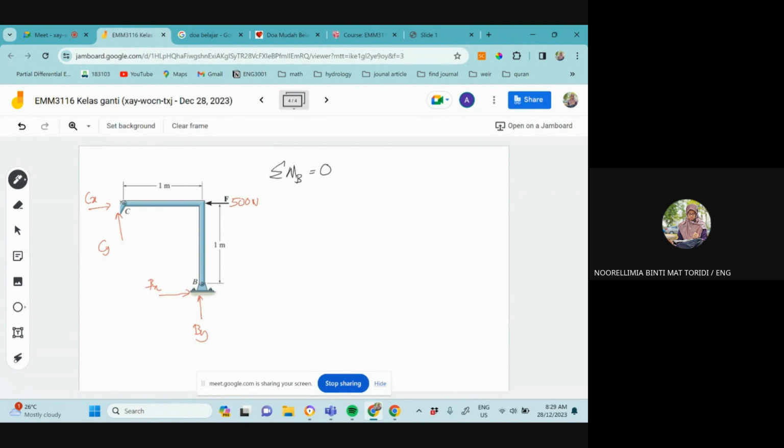Okay. So this one, you don't have to count because the distance to B is already equal to 0. Sebab dia memang dah dekat point B. Okay, now what we have is CX, CY and 500 Newton. Okay, now CX and CY. So this one dah settle lah sebab we already know this one, the distance is 1 meter, and here distance is given also, which is equal to 1 meter.